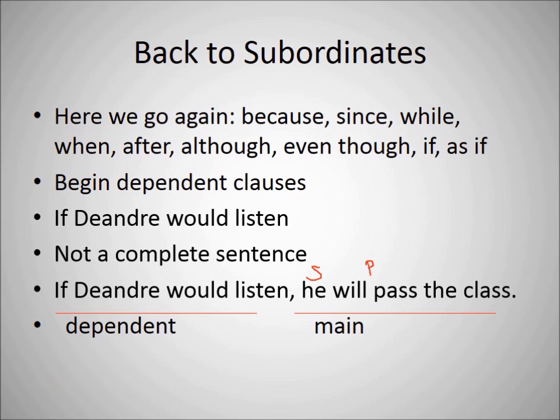So let's take our pen here and let's just scratch that out. Okay, let's scratch it out. He will pass the class. You have a complete sentence. He is your subject and here's your predicate. Will pass the class. So this is considered to be your main clause. The dependent clause are the words up here at the front. And we're going to erase this now so that we can see if he would listen. Okay? Let's go to the next slide.